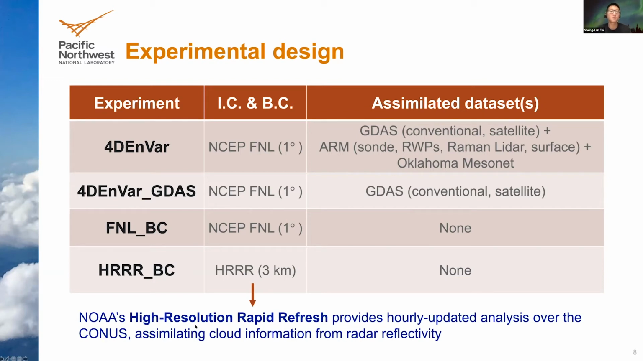And then the fourth one we introduced here is HRRR, because it actually provides 3-kilometer resolution reanalysis data. It also assimilated even more data than us, including cloud information from radar reflectivity. So that's a good reference here.